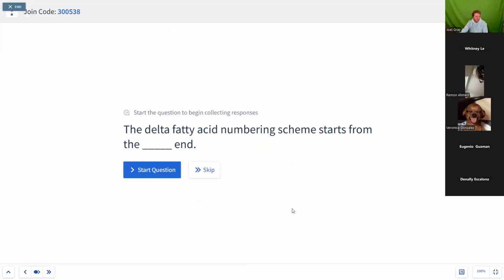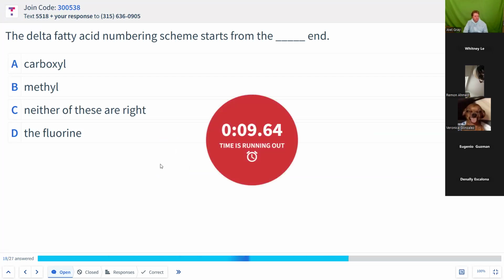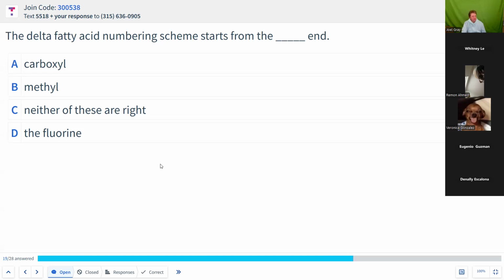All right. So now, first top hat question. We got 30 seconds on this one. The delta fatty acid numbering scheme starts from the blank end. Carboxyl, methyl, neither of these are right, or the fluorine. Okay, we got about 5 seconds left.